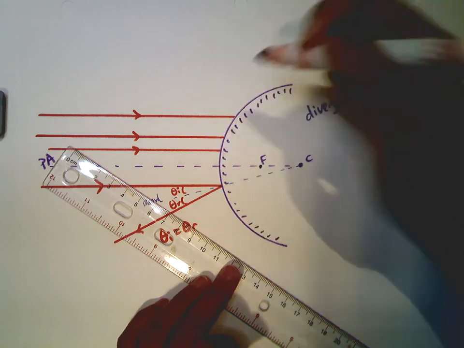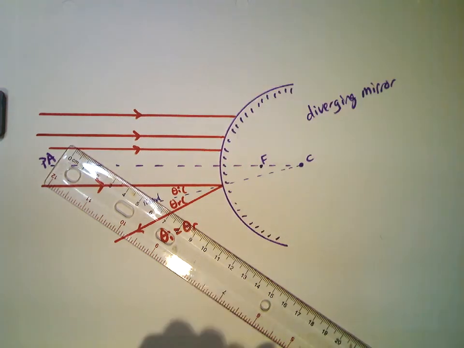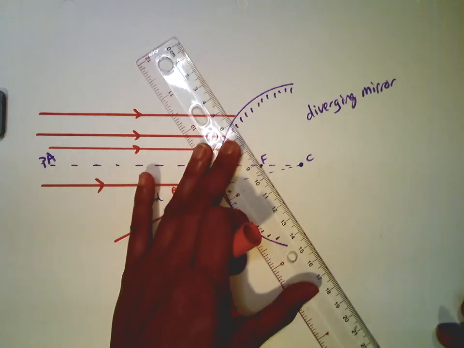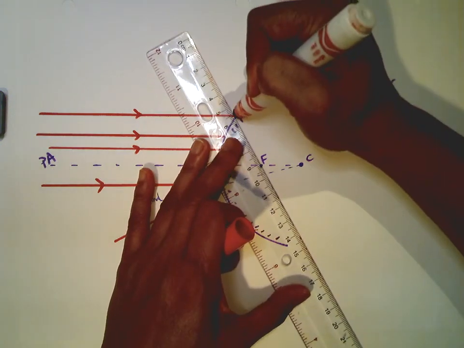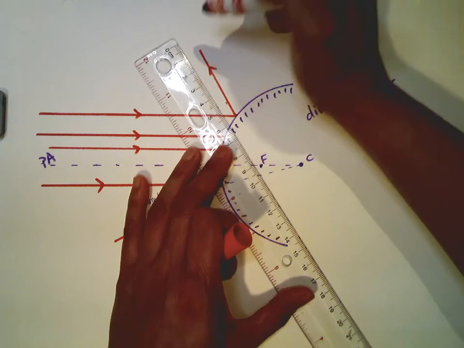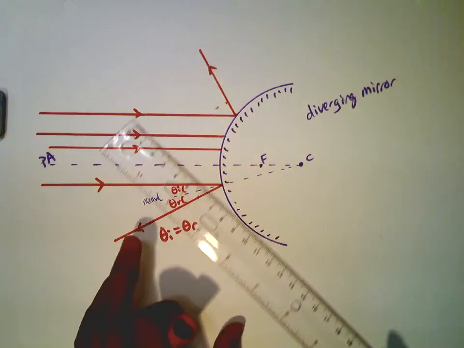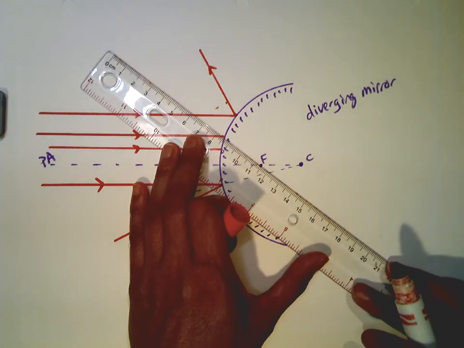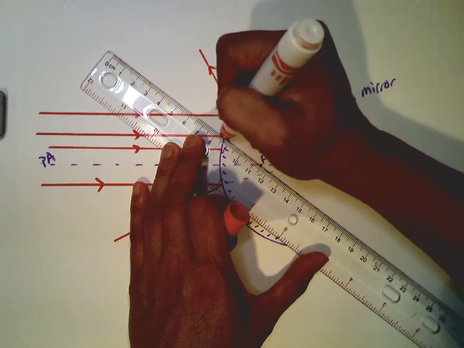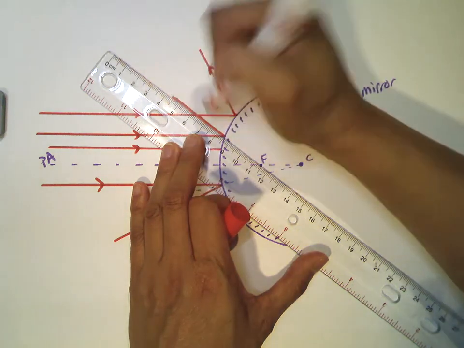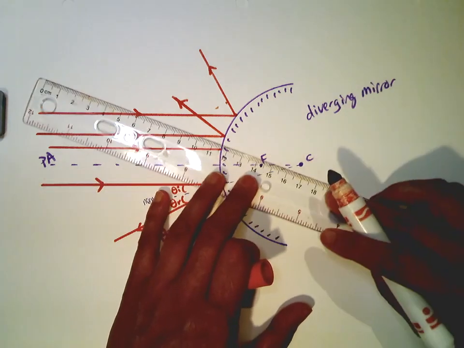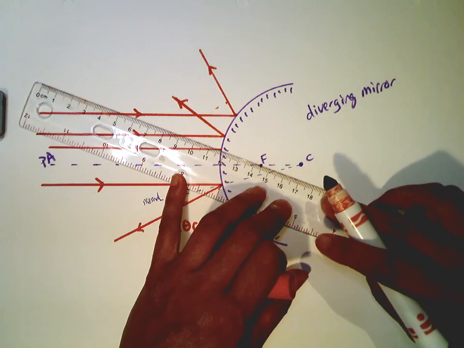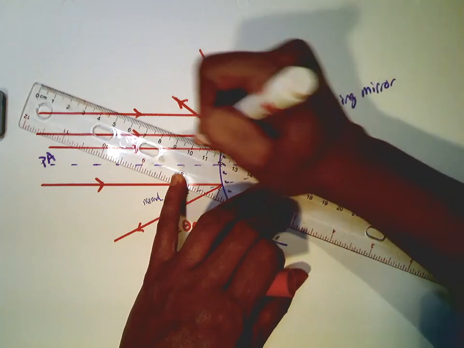Let me just complete my line. I've got to make sure it hits the mirror. And now it hits the mirror at this intersection. And so there you go. That's going to go off that way. This one is going to go off this way. And this guy will probably go off that way too.